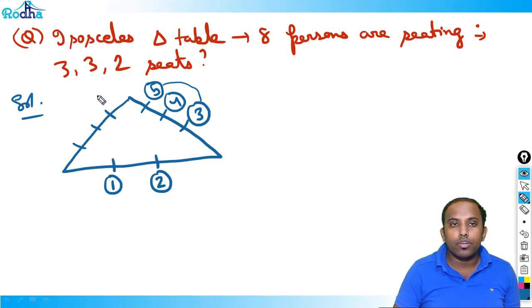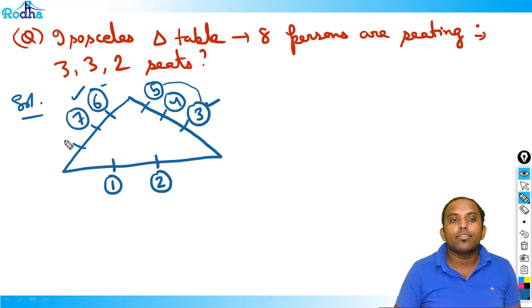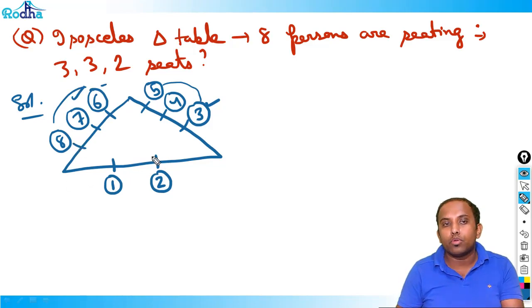Now let's say this is 6. Will 5 and 6 be the same? No, because for 5 the right corner is nearest, and for 6 the left corner is. So 5 and 6 are different. Will 6 and 3 be the same? No, because for 3, at his left there's a corner and only two people, while for 6 on the left side there are three people. So 3 and 6 are different. If 3 and 6 are different, then 7 is also different, and 8 is also different. The 6 and 8 can't be the same, because for 8 the right side has only two persons, while for 6 the left side has three.